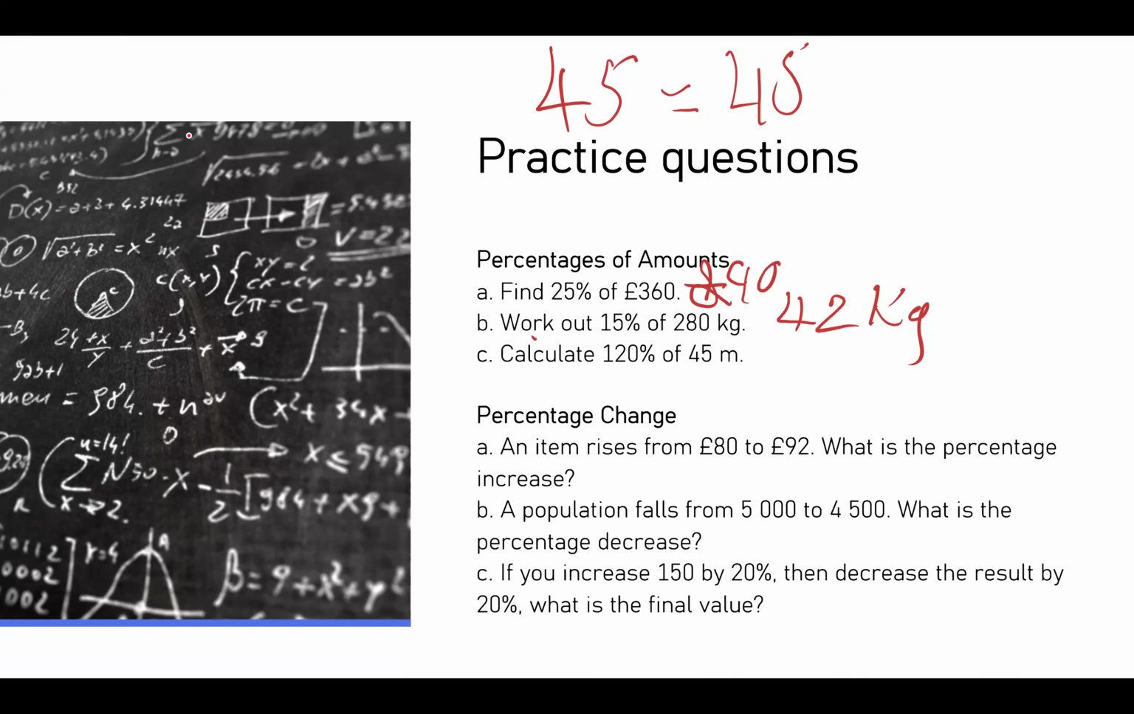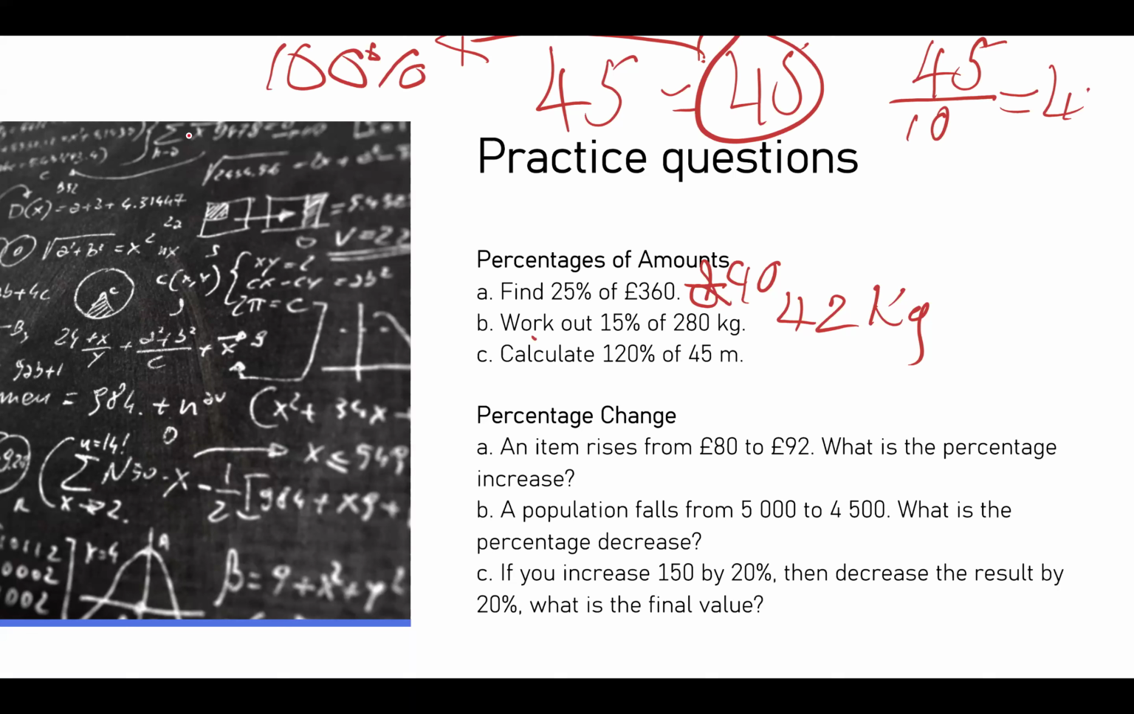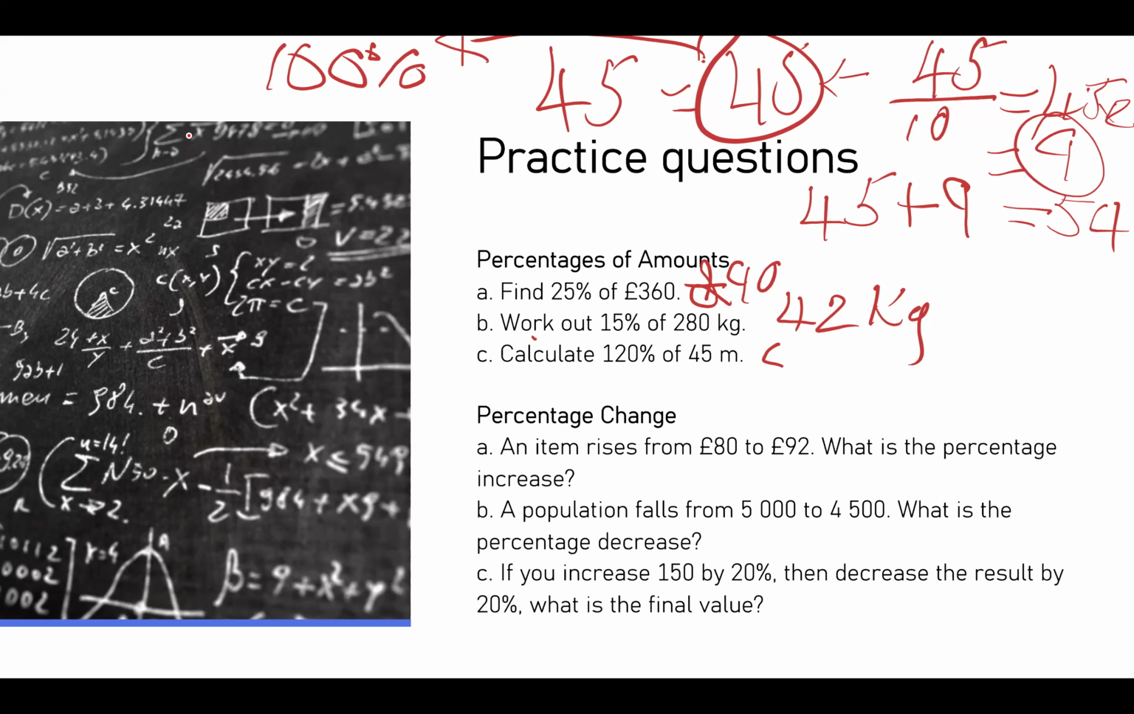All we do to find out 20% is, that's 100%. So for 20%, find out 10%, we divide by 10, which is 4.5, multiplied by 2 to equal 9. So 120% is 45 add 9, which equals 54. So the answer would be 54 meters.